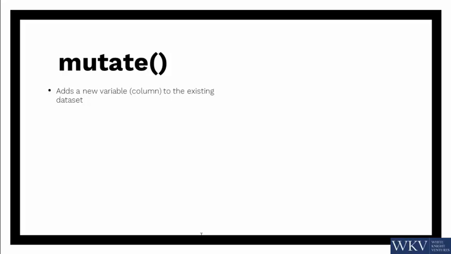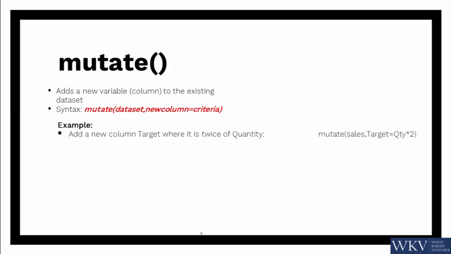Mutate. Mutate function adds a new variable to the existing data set. Simple. In our data structures video, we had seen how in an existing data frame we can add a new variable using the $ sign. That is exactly the same thing that the mutate function does for us. The function syntax goes like this. Mutate, the name of the data set to which you want to add the new variable, comma, the name of the new column and the criteria on the basis of which the values in that new column should be installed. Clear?